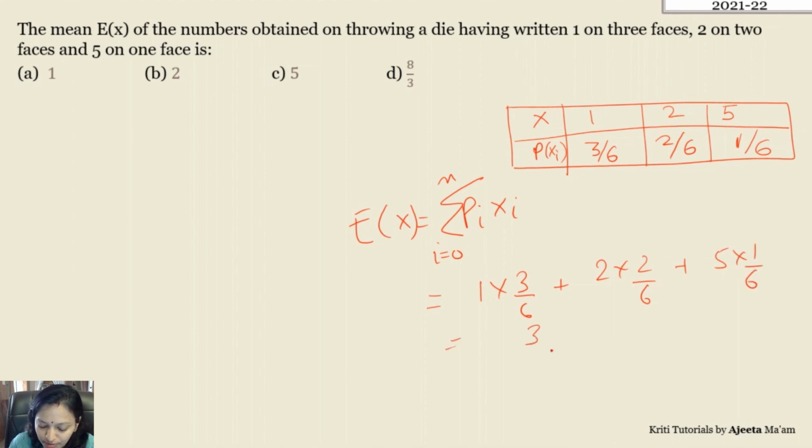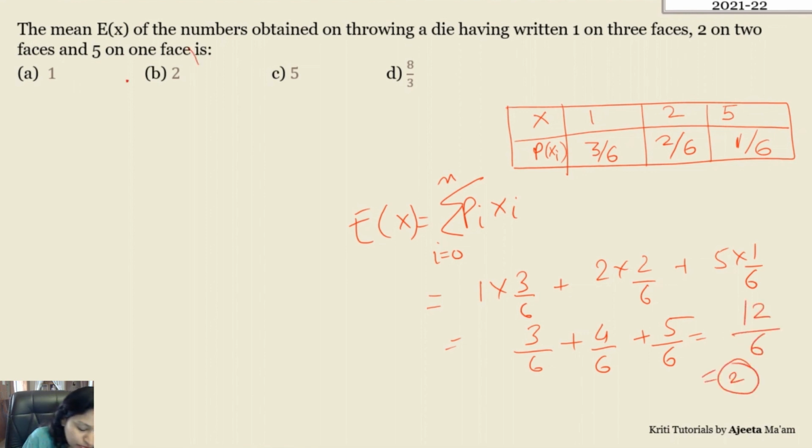So what do you get? 3/6. We are not reducing anything because we have to take the LCM anyway, so I have not reduced the terms. So now 6 is the LCM. So what do you get here? 2. Do we have that option? Yes. B option, that is 2. Expected value or the mean is the same thing in probability.